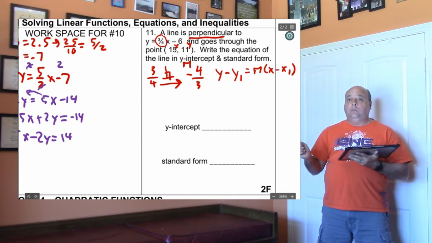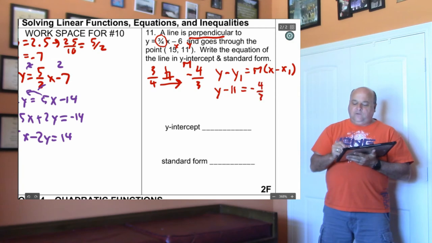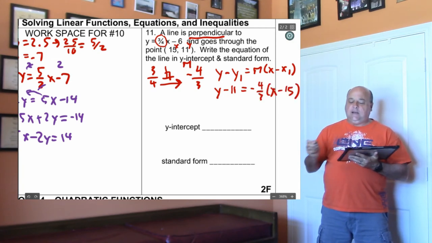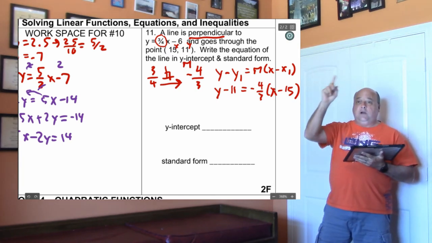I'm going to use point slope, right? So y, the opposite of 11 is minus 11, equals -4 over 3 parentheses x, the opposite of 15 is a minus 15. Now then, when I get to here, the first thing I do, I taught you, get rid of the fraction.